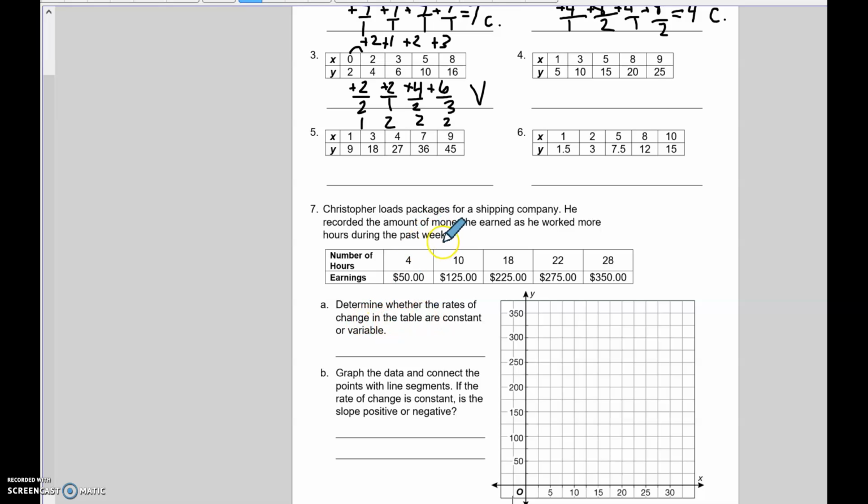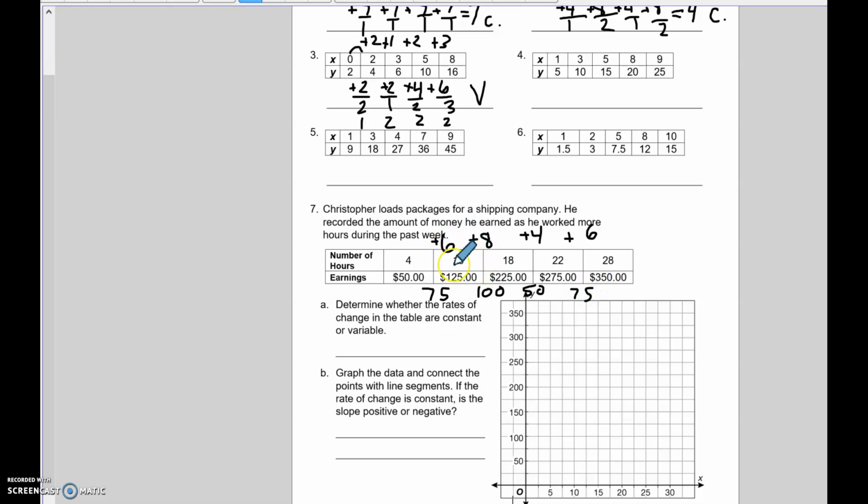So I'm going to go from 4 to 10, that's plus 6. 10 to 18 is plus 8. This would be plus 4. And then plus 6. Okay, how was his money changing, what he was earning? From 50 to 125 would be 75. From 125 to 225 is 100. 225 to 275 is 50. And 275 to 350 would be 75.